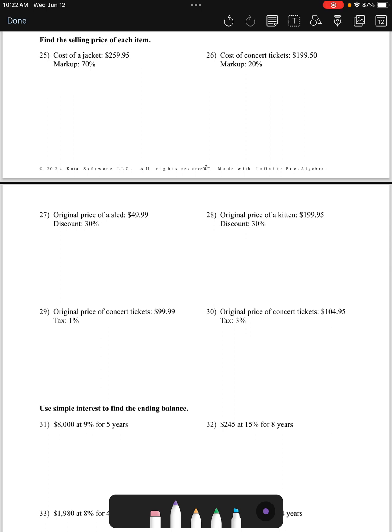That means we need to know what the cost of the item is. We need to know what we're adding or subtracting from that cost as a dollar amount. And then we actually need to do that addition or subtraction. The way we figure out the dollar amount of the markup, the discount, or the tax is with our proportion.